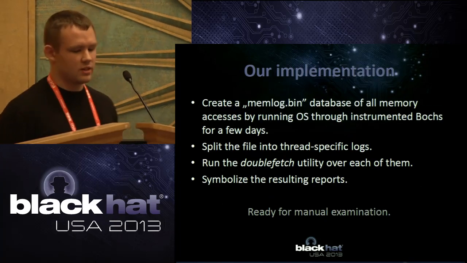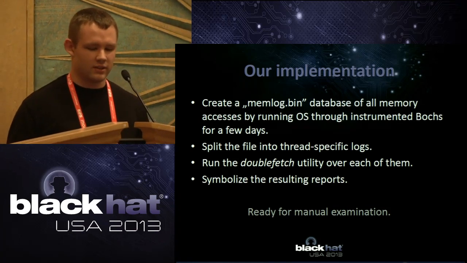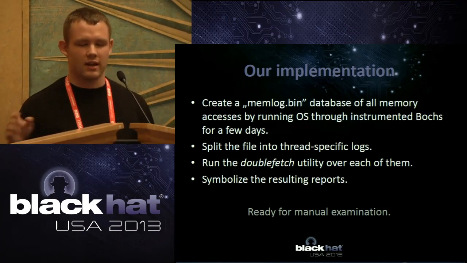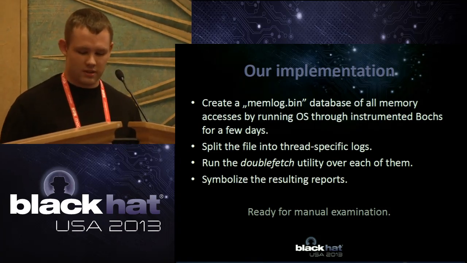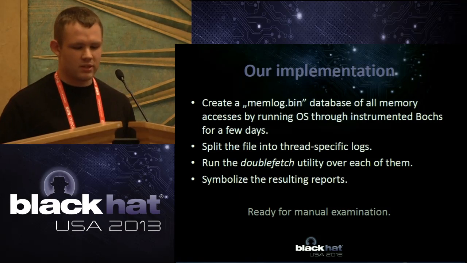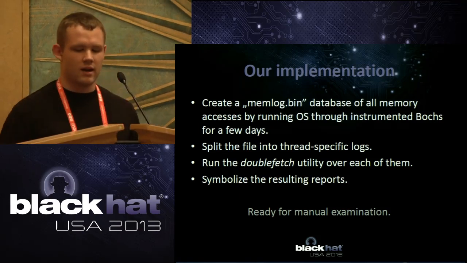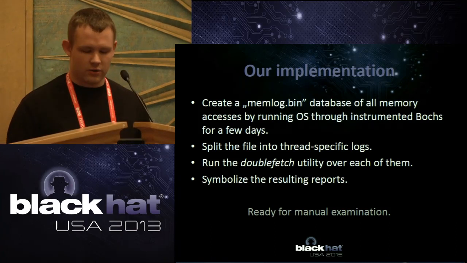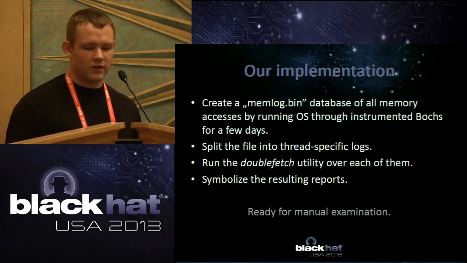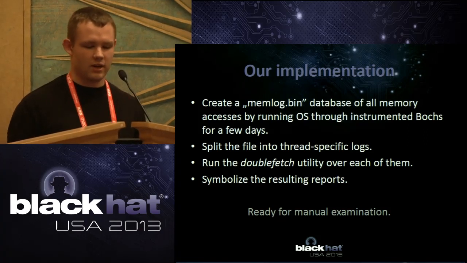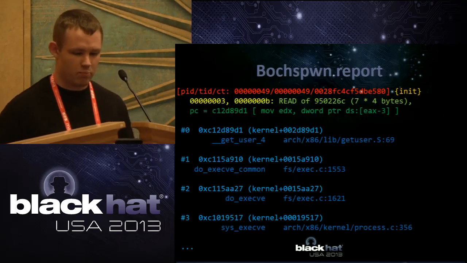So our implementation is as follows. We basically create a large memlog.bin file that contains all of those memory accesses. It's usually many gigabytes because there are lots of memory fetches within the operating system lifespan. We split the file into thread-specific logs, so we end up with thousands of log files, each corresponding to each thread that was running inside of the system. We run the double fetch utility over each of them, and after we have the output, we symbolize the resulting reports and perform uniquization and then look into them.